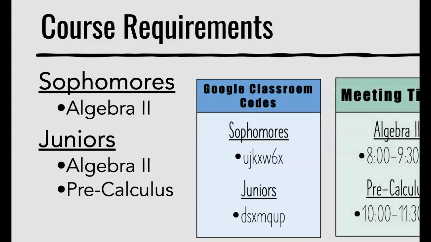And finally, we have meeting times. So the Algebra 2 course will run from 8 a.m. to 9:30, so that will include both my sophomores and my juniors. For pre-calculus, that will run at 10 a.m. and go to 11:30. So there is a half-hour break in there for my juniors, your snack, nap, workout, whatever you need to do during that 30 minutes. So those are our class times, and that will meet through Zoom. Again, the Zoom links will get posted on Google Classroom.